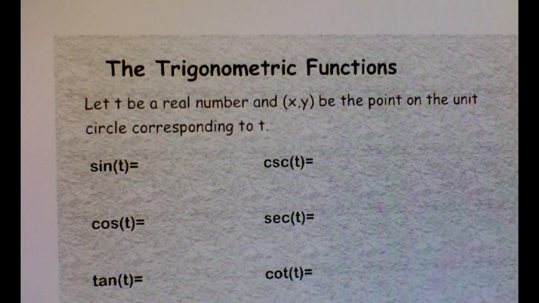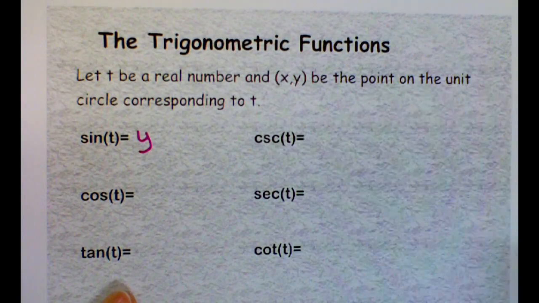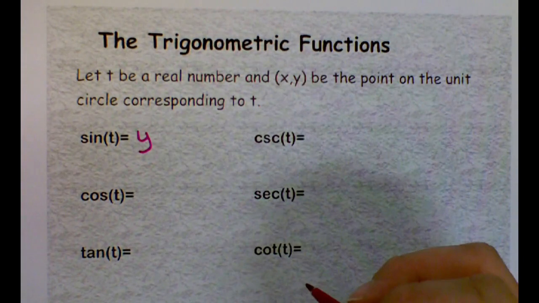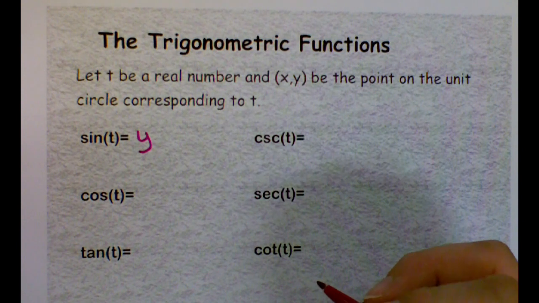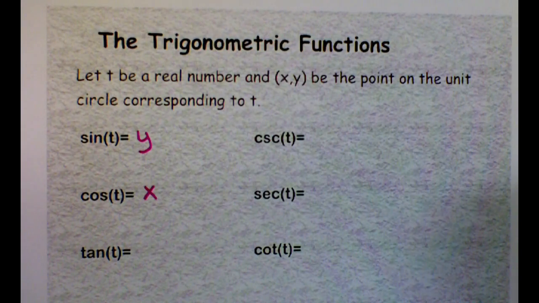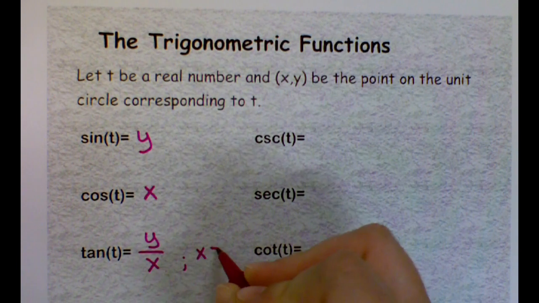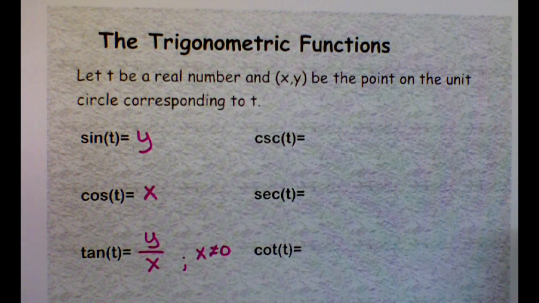The trig functions, if t is a real number and x comma y is the point on the unit circle that corresponds to it. The sine, remember sine is always opposite over hypotenuse, but the hypotenuse in the unit circle is always 1. So the sine is just the opposite, which is your y coordinate. Cosine is adjacent over hypotenuse. Hypotenuse again is 1. Adjacent is just our x coordinate. And tangent is opposite over adjacent, which is y over x. We do need a little special rule here. x can't be 0. Tangent doesn't exist if x is 0.